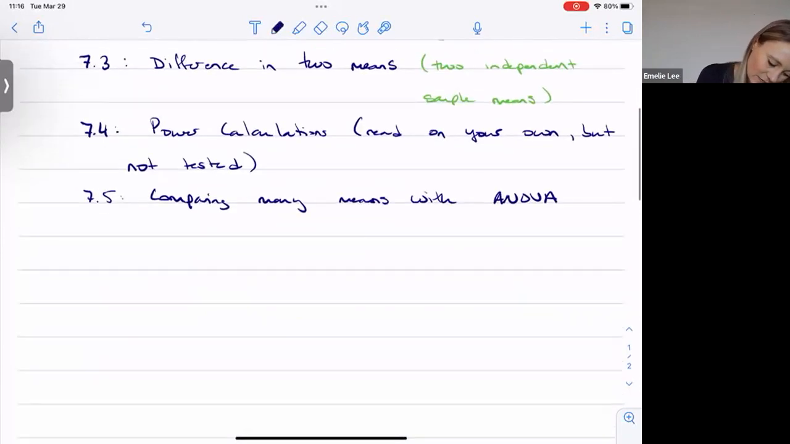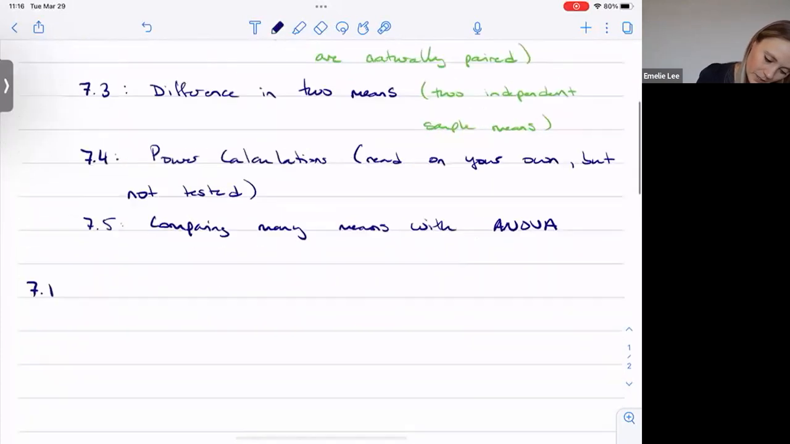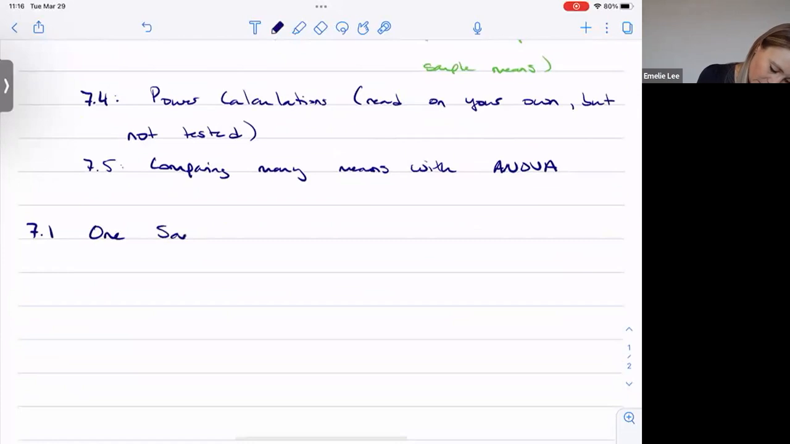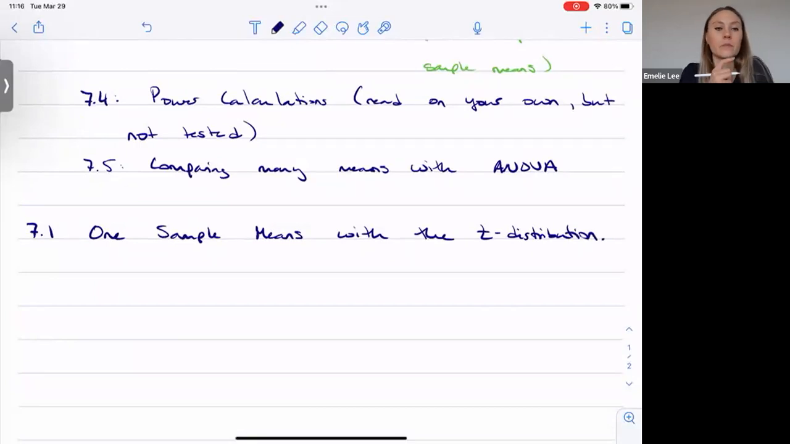So 7.1 is called one sample means with the t distribution. Okay. So our questions are going to be about means, okay? And with the means, you're going to need to have a sample mean as well as a sample standard deviation, right? Because that's how we determine spread if we have numerical data, right?